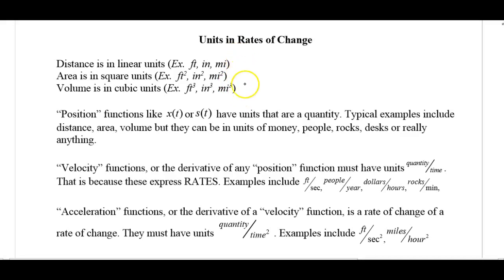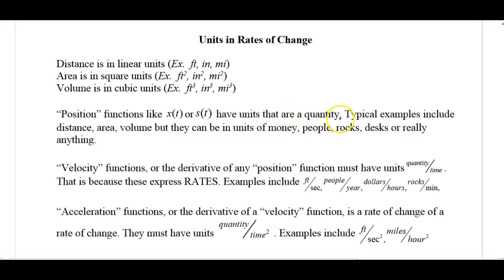And all of these, again, you might think are pretty basic, but where students start to get confused is when we talk about position, velocity, and acceleration, because position functions like x of t or s of t, so those are the typical notations for position functions, have units that are a quantity. So position functions, and I put that in quotes because they don't really always have to be positions as in locations. What we really just mean is that these types of functions have units that are a quantity.